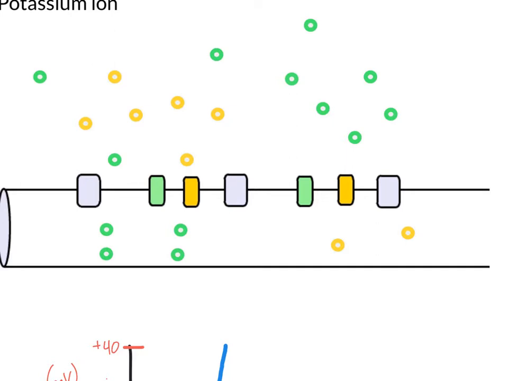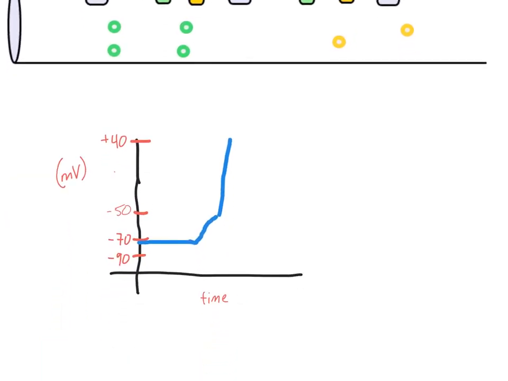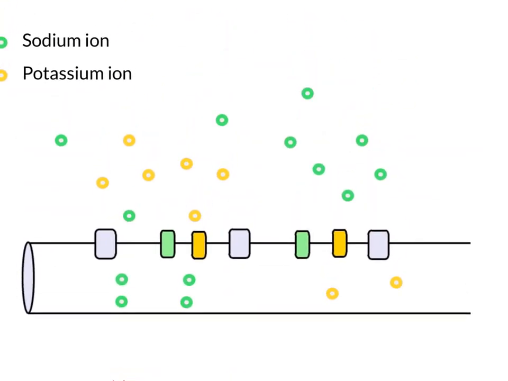Potassium comes flying out of that channel, going down that electrochemical gradient. So let's take a look and see how that impacts this graph down here now. We have just seen, again, like I said, the sodium channels now closing and the potassium channels now opening. And when that happens, we saw that there were all of these potassium ions leaving the axon.